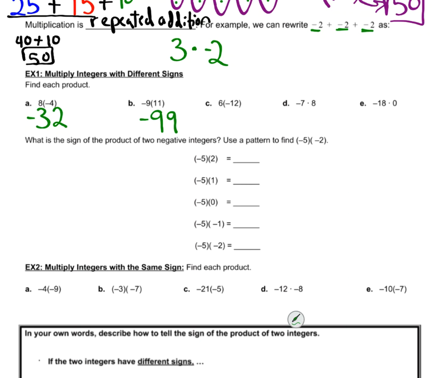6 times -12. Let's see, I'm going to do that one up here. So 6 times -12, I'm just doing it as if it was a +12. 6 times 2 is 12, so I'll carry that 1. 6 times 1 is 6, plus 1 is 7. So, -72.